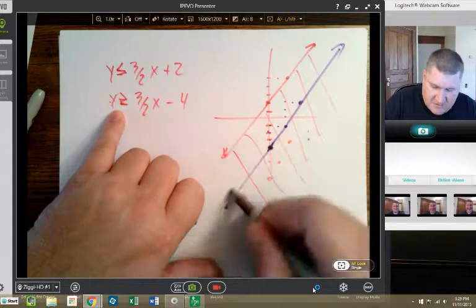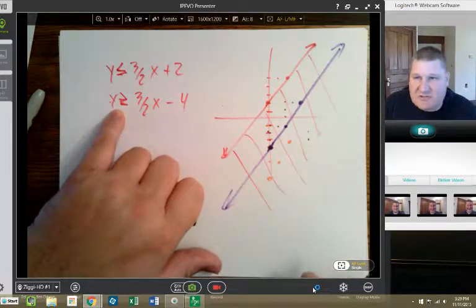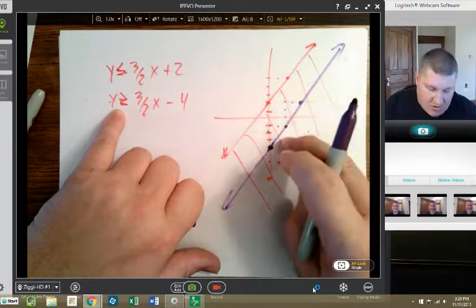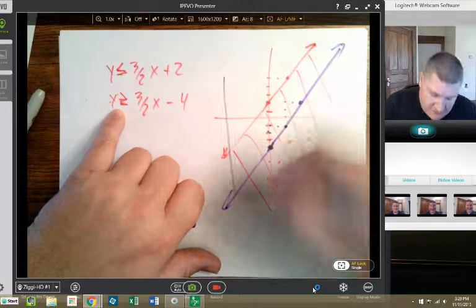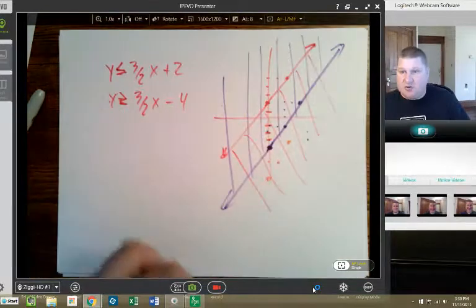Now, you'll notice they're parallel, which means we shouldn't have any solutions whatsoever. But we're not just looking where the lines cross. This is y is greater than. So I'm looking for where the shadings cross.